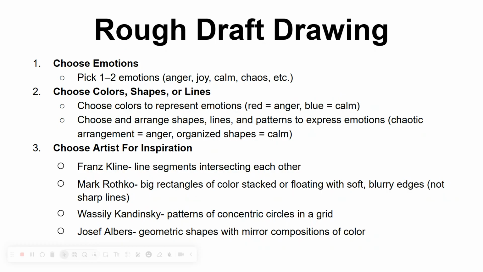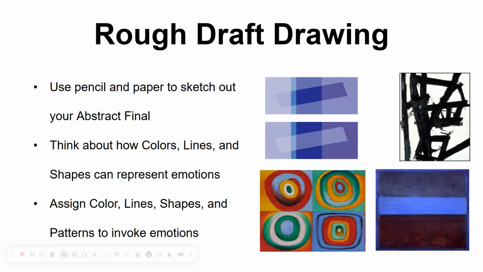Think about how an unorganized or chaotic arrangement of organic shapes, for example, could represent anger, or maybe something orderly like geometric shapes aligned really symmetrically could represent calm. Once you've chosen different colors, shapes, and lines to represent emotion, you're next going to be choosing an inspiration from a previously learned abstract expressionist artist: Franz Kline, Mark Rothko, Vasily Kandinsky, or Josef Albers.